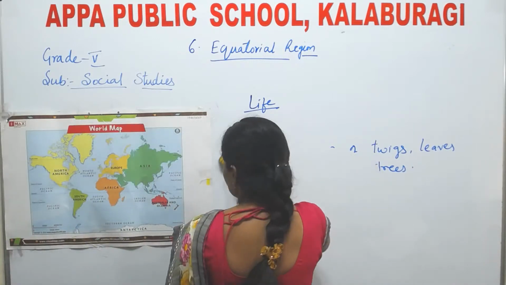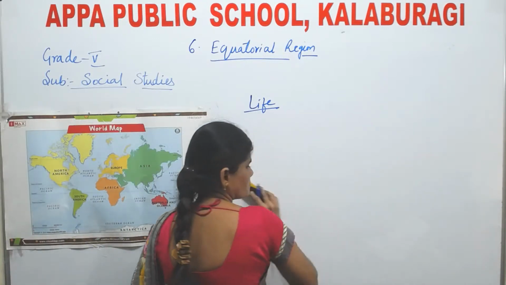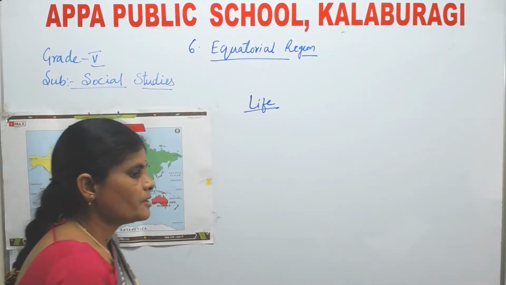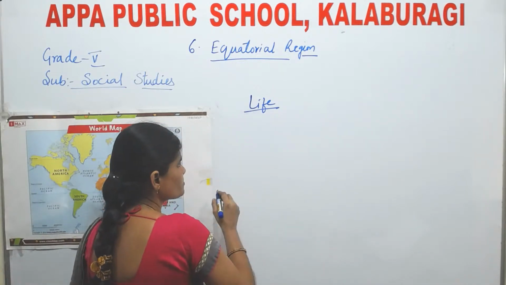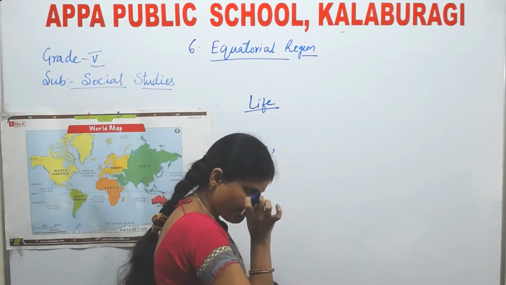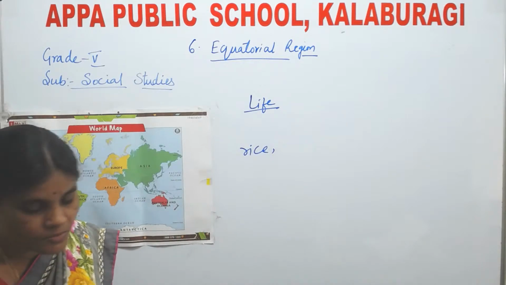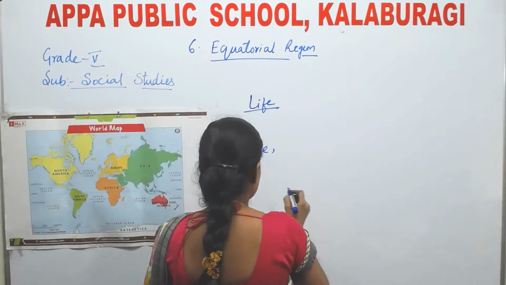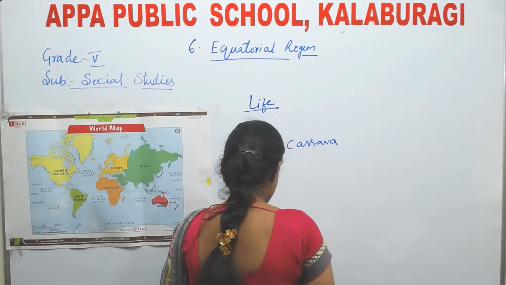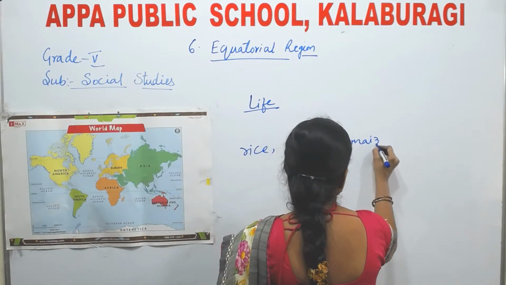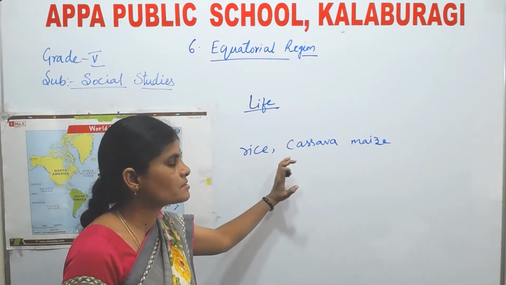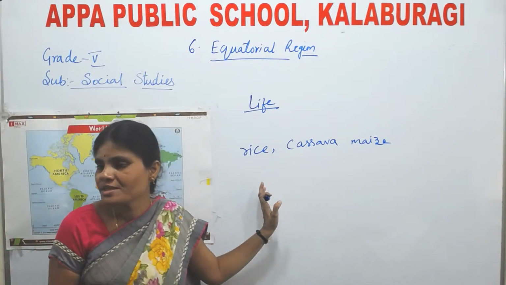Next, what are the main food items grown in this region? Let us see now. Food crops: rice, cassava, and maize are the main crops. What are the main crops grown in this region? Rice, cassava, and maize are the main crops grown in this region.